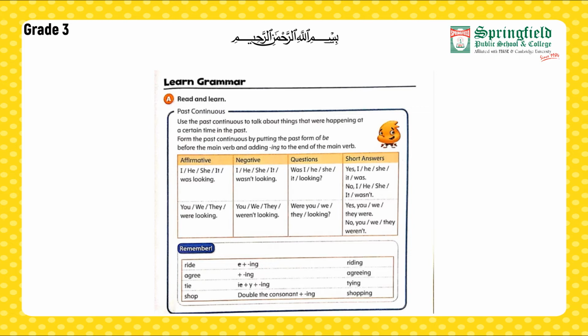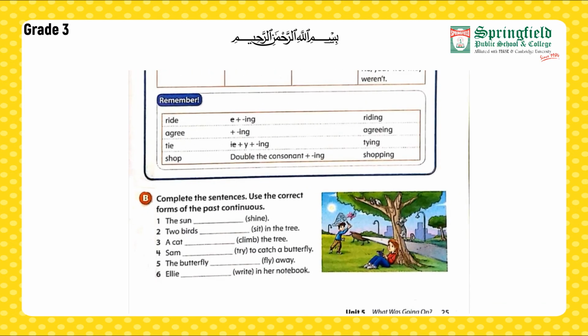Tying. For shop, double the consonant. That consonant is P, we are going to double it and then add ing. Shopping. Now let's put them into our exercises.